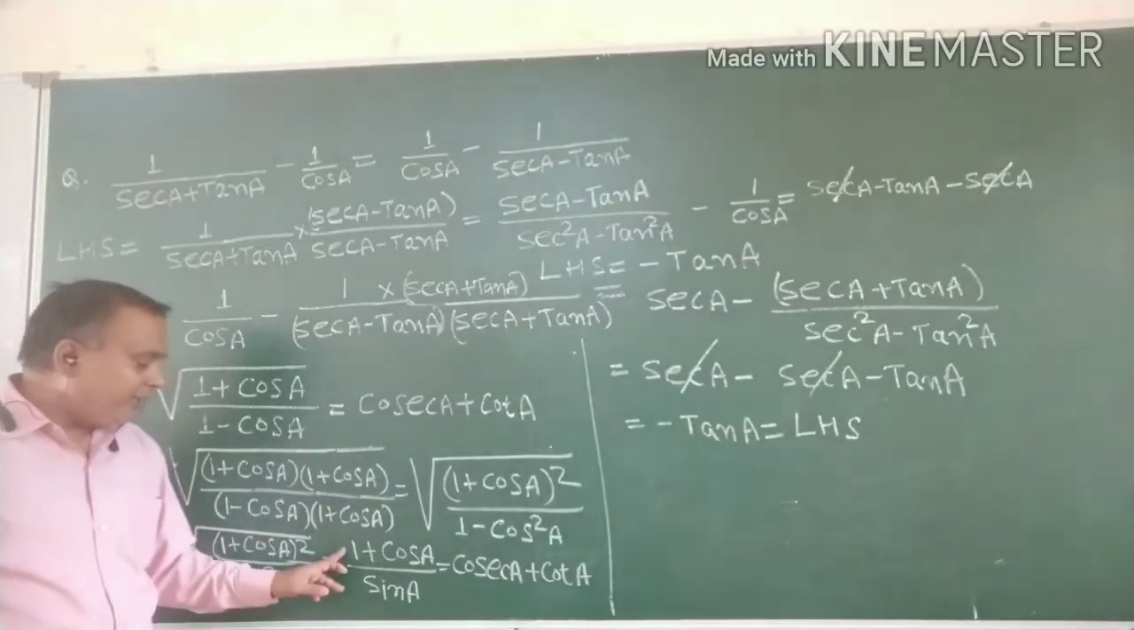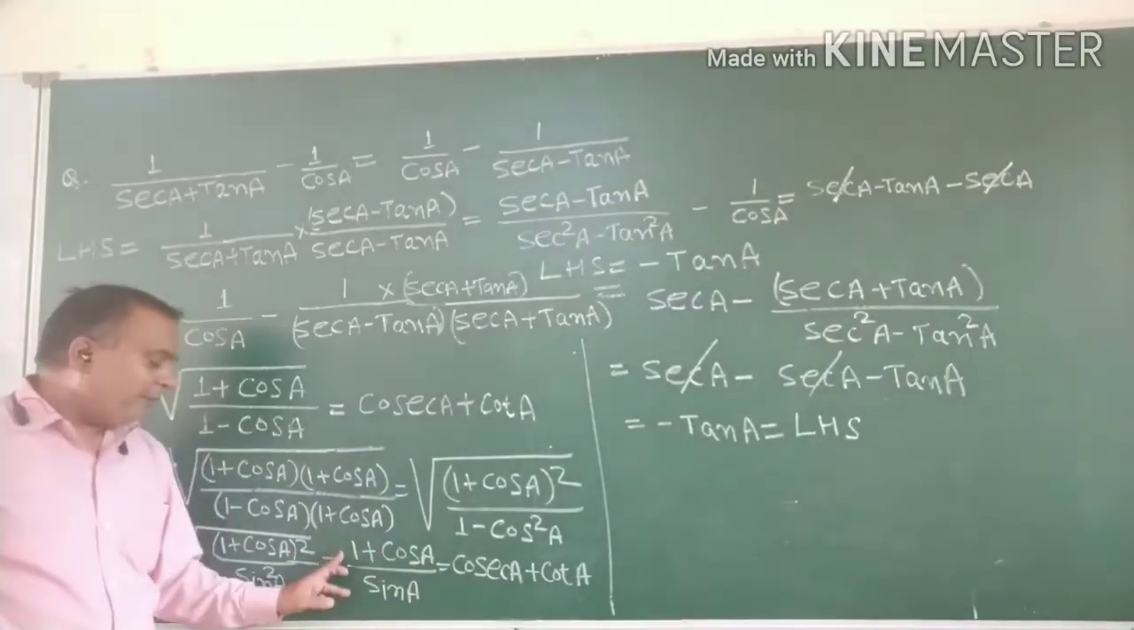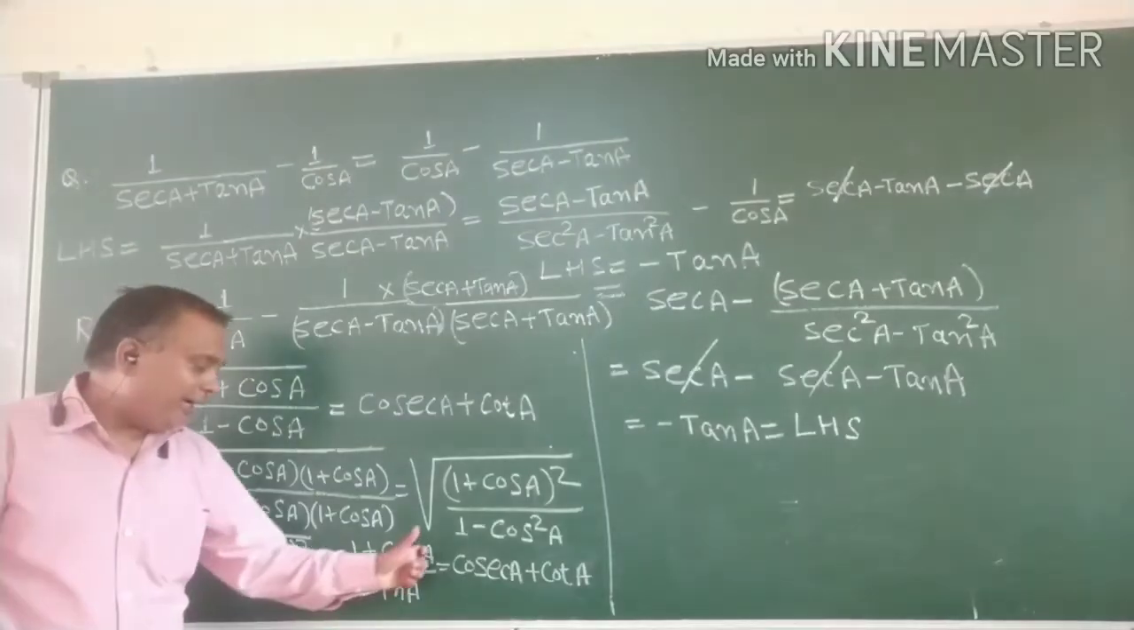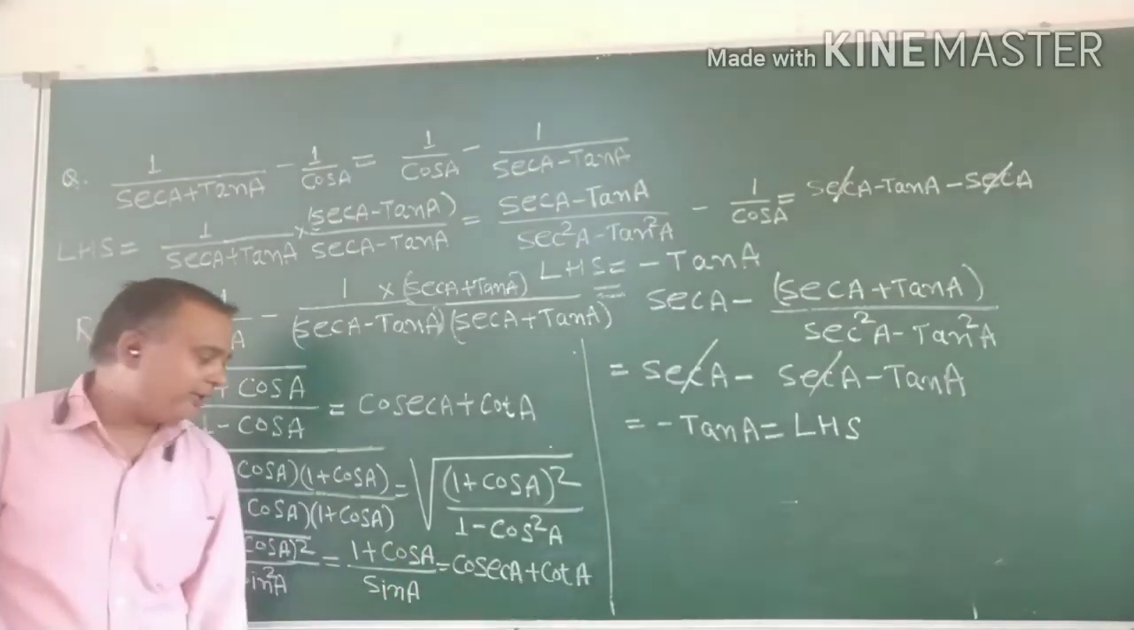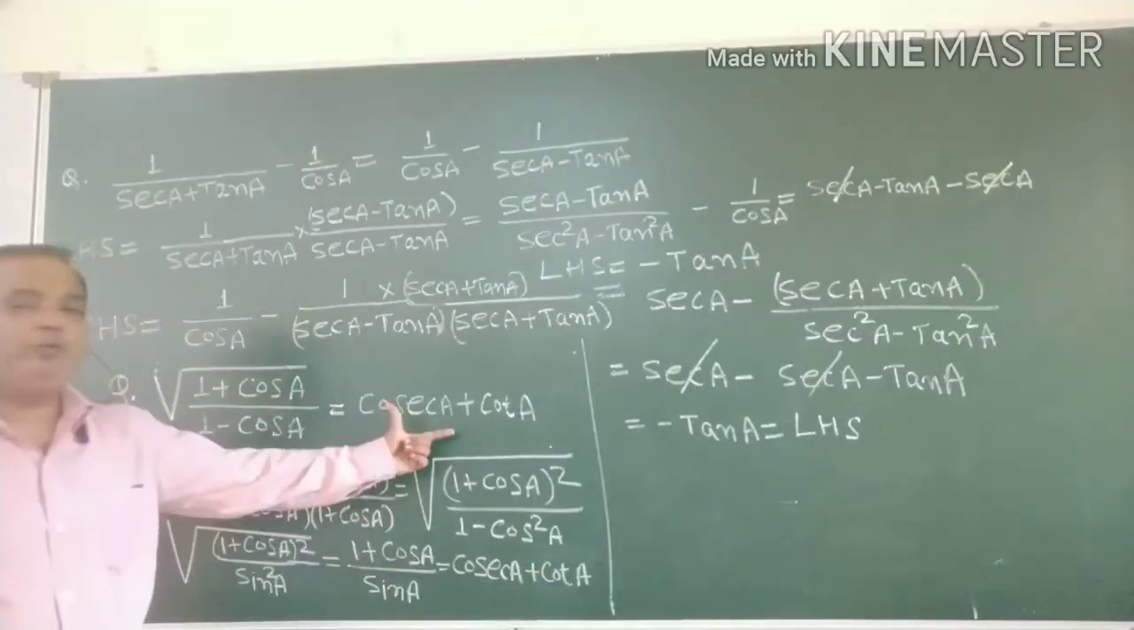When we break, we can write 1 upon sin a plus cos a upon sin a. Now 1 upon sin a that is cosec a and cos a upon sin a that is cot a. So the final answer is cosec a plus cot a. And this is what we had to prove.